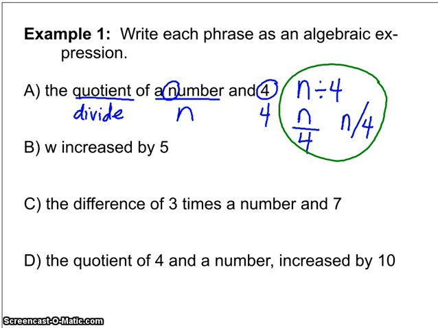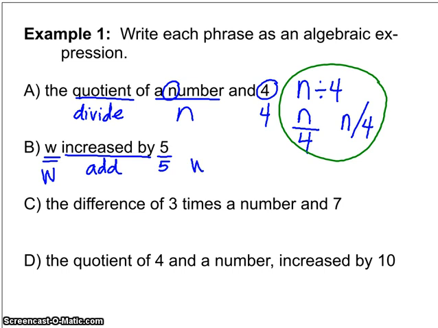We have w. This would be our variable. Increased by. Do you remember what increased by would suggest? This would be an addition problem. And then we have 5. W is increased by 5.